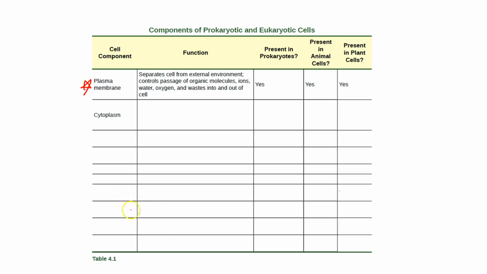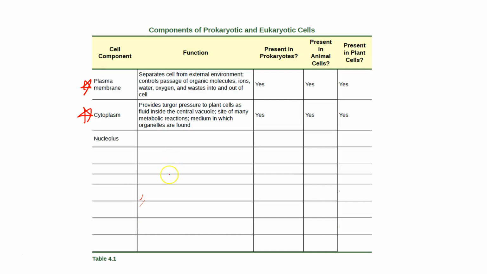Next is the cytoplasm, and this was also another one of those things that is found in all cells, no matter what type. And this is going to be basically where there's a lot of stuff happening. It's just kind of the jelly-like substance that fills the cell and allows the movement of organelles and dissolved substances to pass through and around the cell. And again, you will find these in all different types of cells, prokaryotes, animal cells, and plant cells.